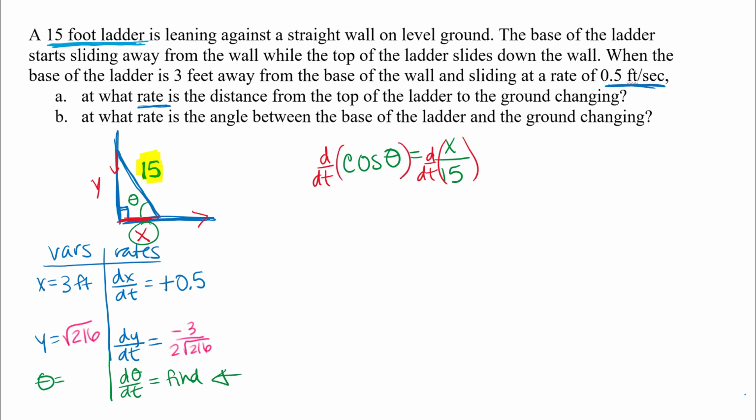Okay, so on the left side of the equation, the derivative of cosine is negative sine, and then I have d theta/dt equals, and on the right side, you probably don't want to use quotient rule there. You probably want to think about that x over 15 as 1/15th x, so that it's easier to differentiate. So the derivative of 1/15th x would just be 1/15th, and then times dx/dt.